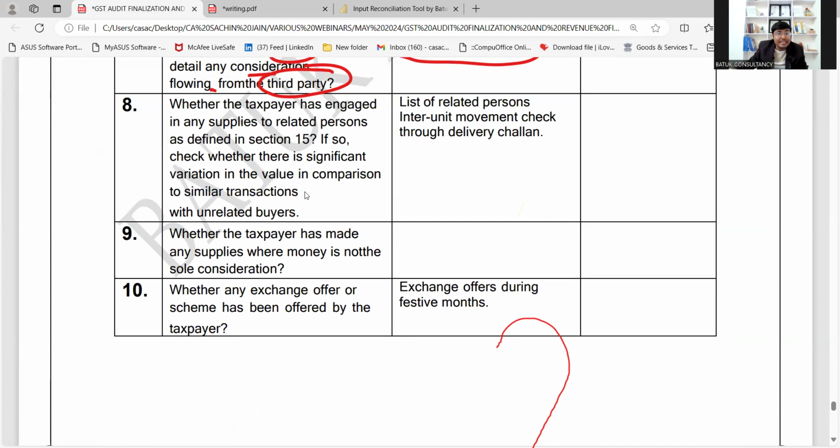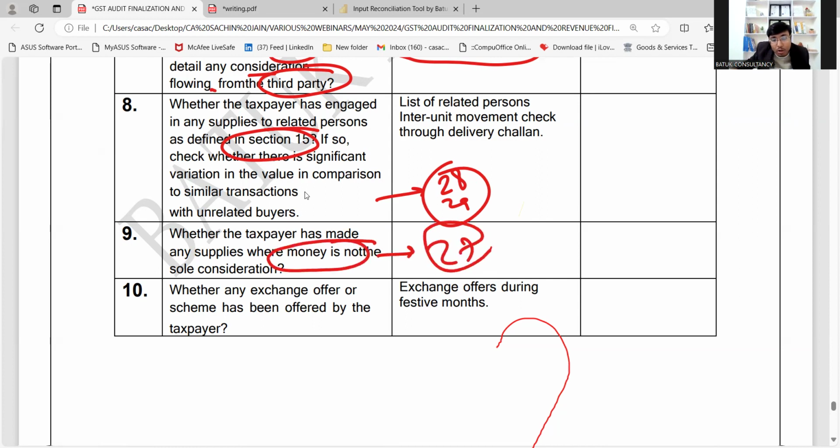Whether the taxpayer has engaged in supplies to related person, in case of section number 15 we have already discussed. In case of principal agent, in case of related party transactions, we have to focus on the valuation rules. We are going to decide the value as per valuation rule number 28, 29. If there is any supply where the consideration is not wholly in money, in that case we have to take reference of rule number 27 of CGST Act.